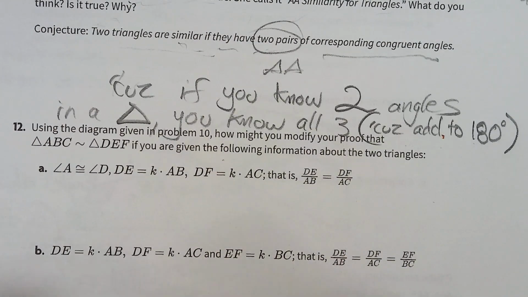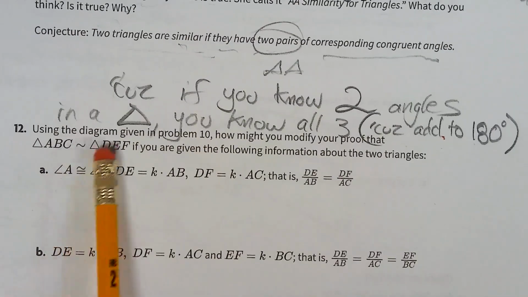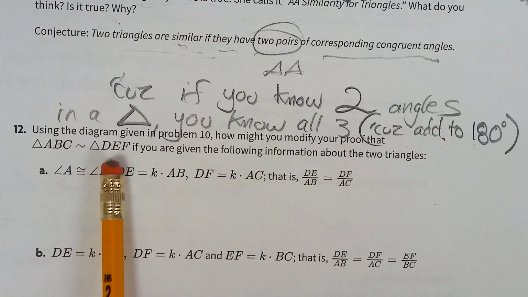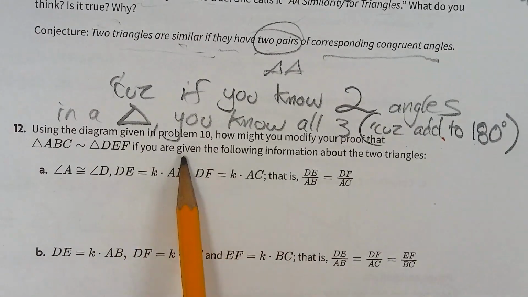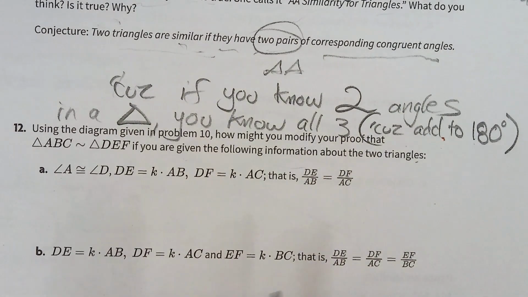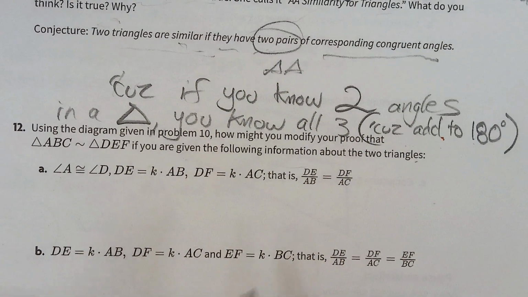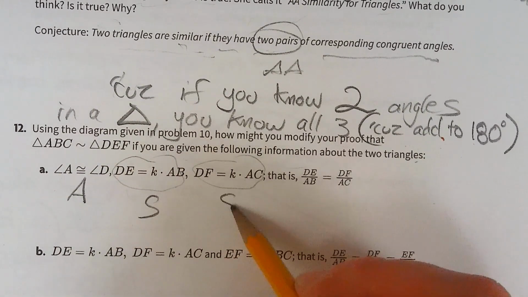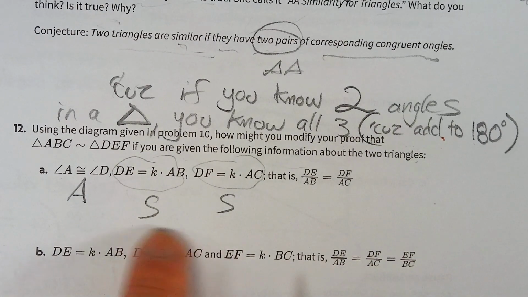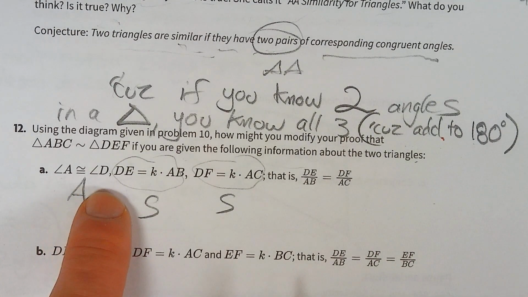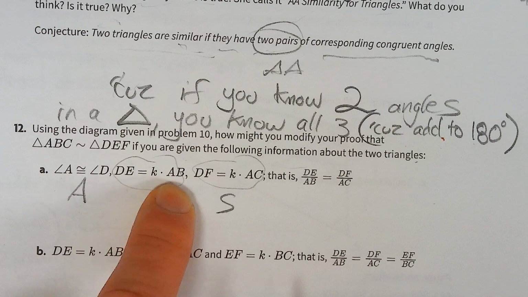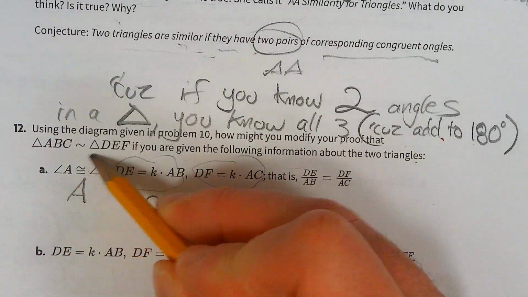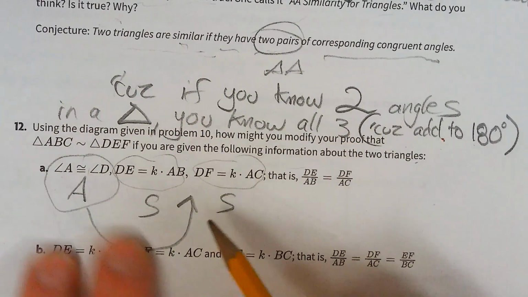Okay, and lastly, sorry I'm in a hurry. There's a lot going on today. This video's gone on too long already. Using the diagram given in problem 10, how might you modify your proof that triangle ABC is similar to triangle DEF if you're given the following information about the two triangles? Well, this is a side that's proportional. This is a side that's proportional. Let's see. DE, AB, and actually, that looks like it spells a bad word. And if you think about it, this angle is actually in between these. I don't know why they listed the angle first.